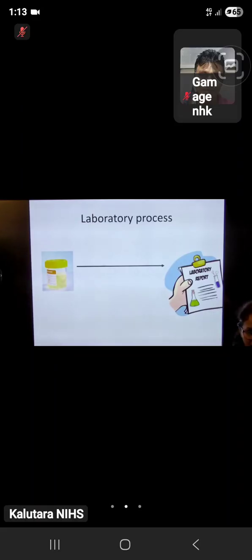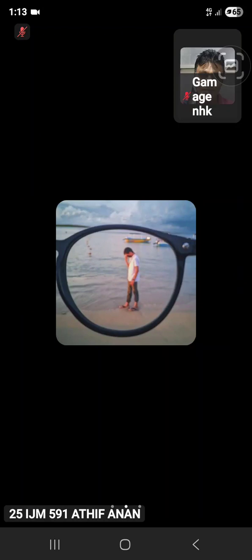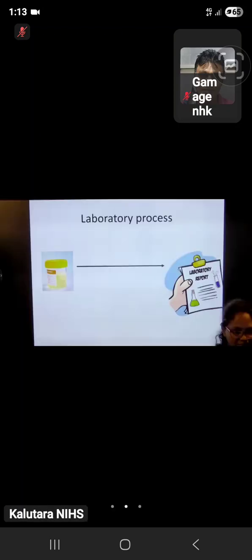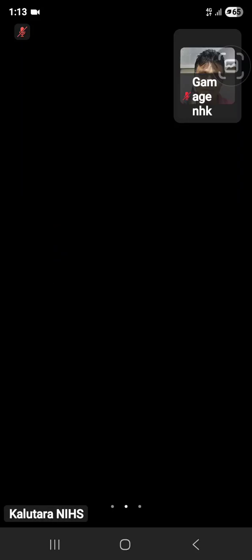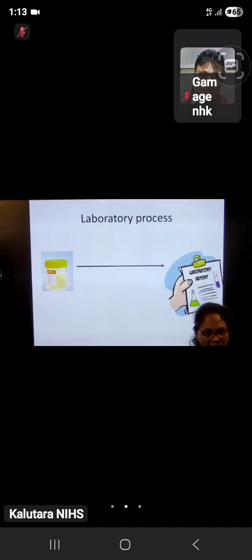As a medical laboratory technologist, what is your aim? To develop or produce a quality report, isn't it? That is your output. What is your input? Input is the specimen.